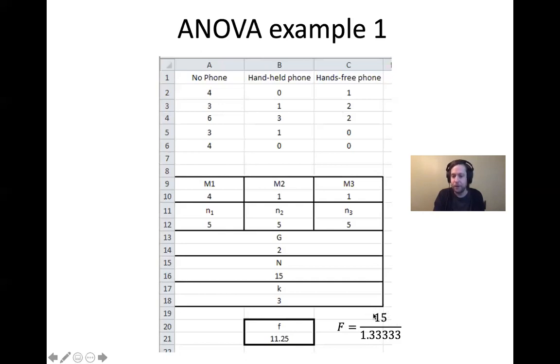I've already said the numerator is influenced by the magnitude of the difference among the 3 means. When there's a big difference between the 3 means, the numerator is going to be big. I think that's the one that's probably easy for people to understand.